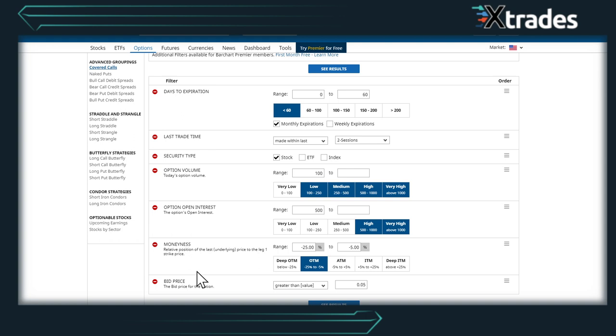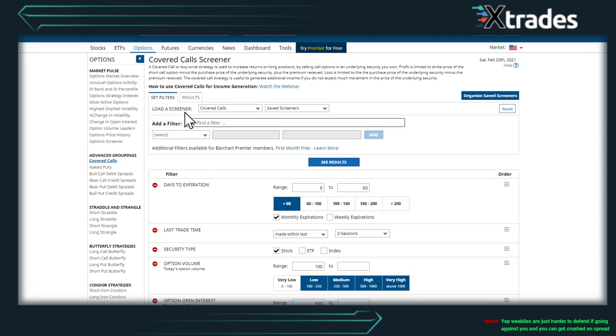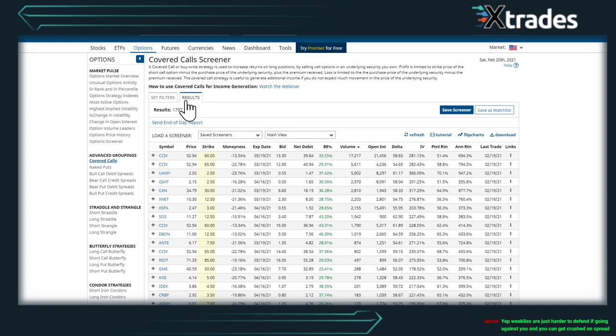Moneyness is how far out of the money those strikes are. You can look for a specific range here. 25% just means that the strike is 25% away from the current price of the asset. The bid price, you can customize that as well. Those are the settings there and how to use them.